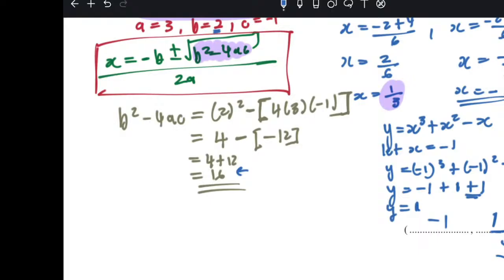You have 5 marks. Is there anyone with a question here? Is there anyone with a question on this one where you are finding the stationary point? Anyone with a question? Right.